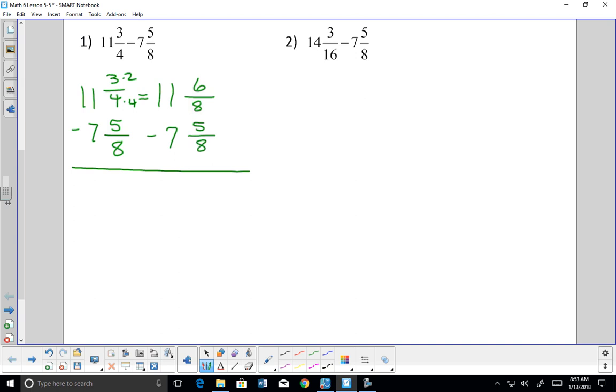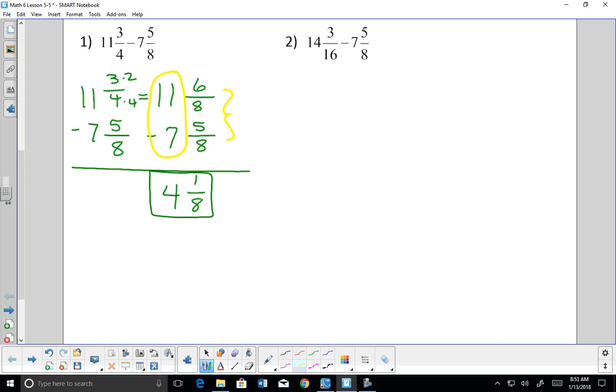Now I'm going to simply subtract the whole number parts, and then I will subtract the fractional parts. So 11 minus 7 is 4. 6 minus 5 is 1. So 11 3/4 minus 7 5/8 is 4 1/8. So 4 1/8 is my answer here.